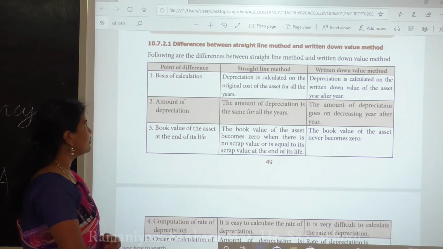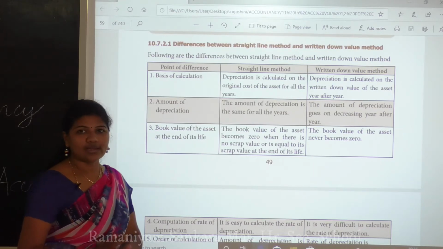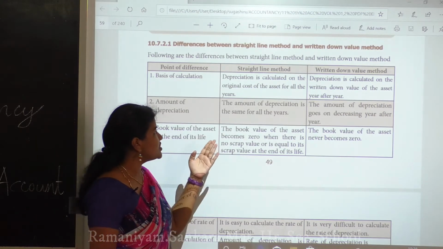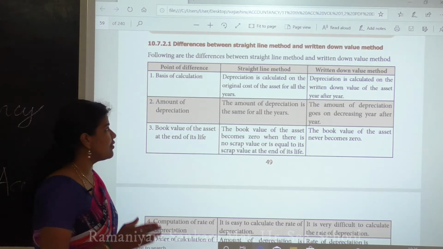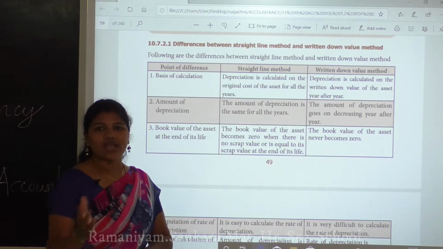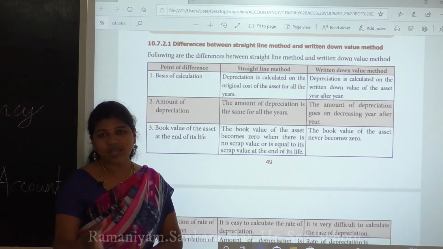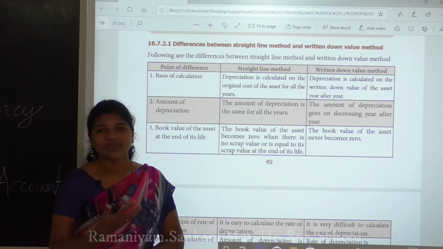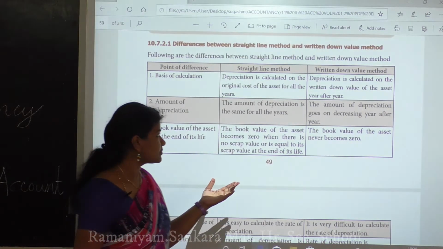The first point of difference is the basis of calculation, how they calculate it. The first one is the straight line method. Depreciation is calculated on the original cost of the asset for all the years. What is the meaning of original cost? We have to spend like 1,50,000 or 2 lakh, whatever it is, depending upon the machinery rate. We have to spend that amount and get that asset. So that cost we take here.